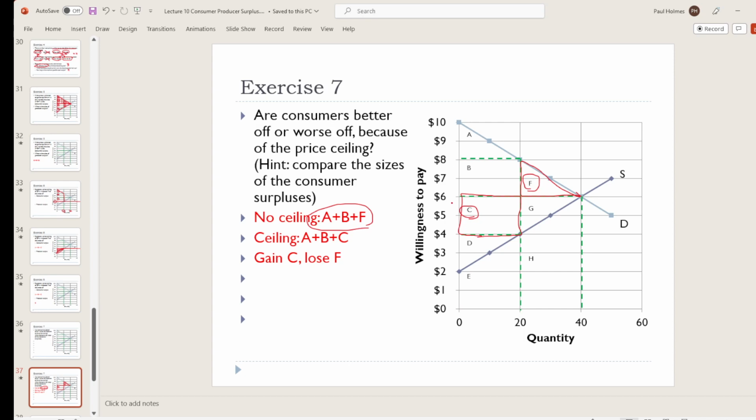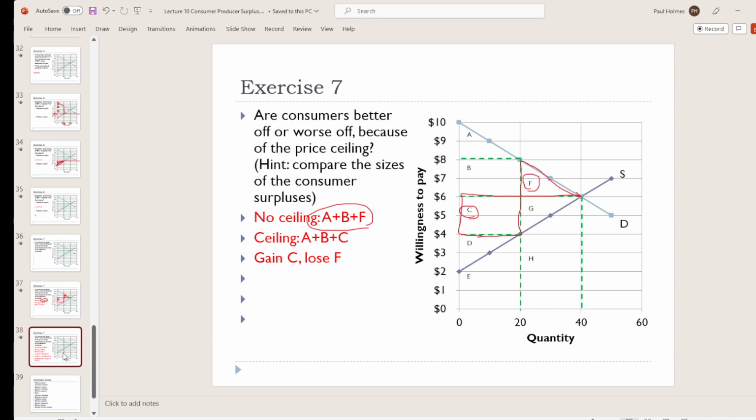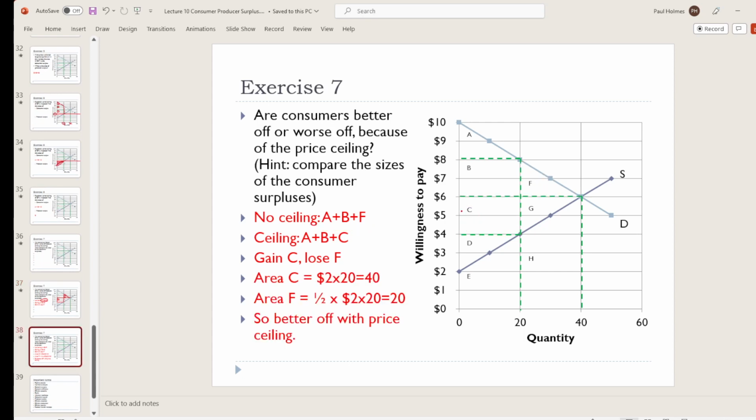Because we know all of the dimensions of these shapes, this rectangle and this triangle, and so we could actually figure out exactly how much we've gained, how much we've lost. Well, area C is a rectangle with height 2 and length 20. 2 by 20 gives 40, that's the area C. F is a triangle with height 2 and base 20. So its area is a half base times height. A half times $2 times 20 gives us $20 as the area. And so area C then is bigger than area F, showing that our consumers are better off with the price ceiling.